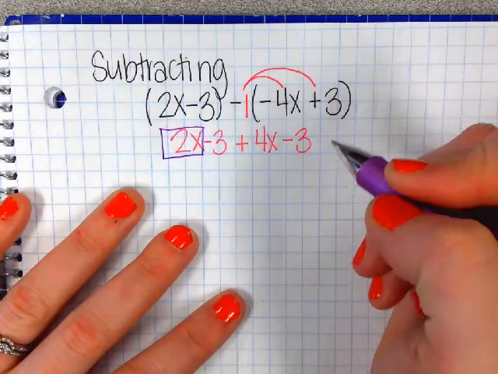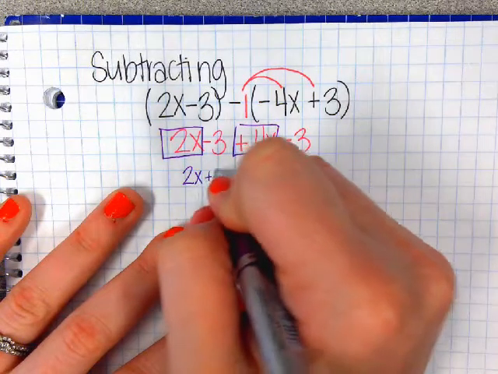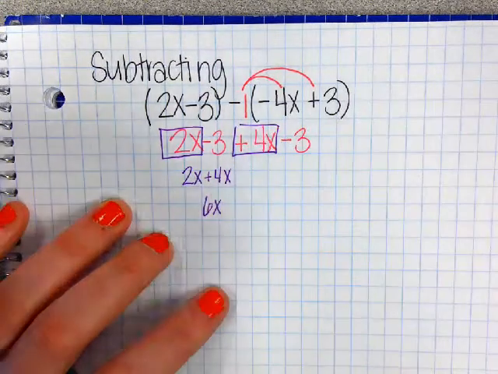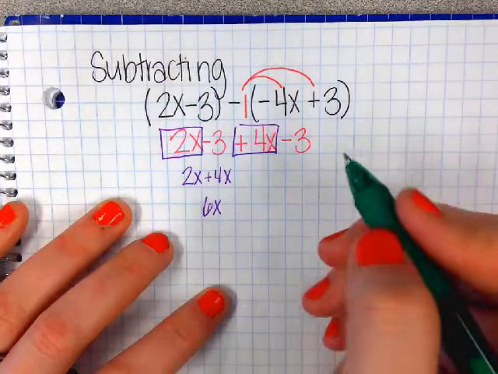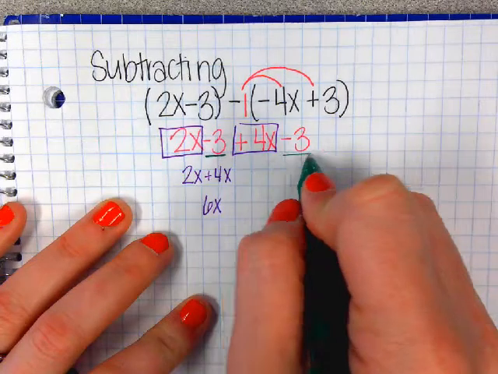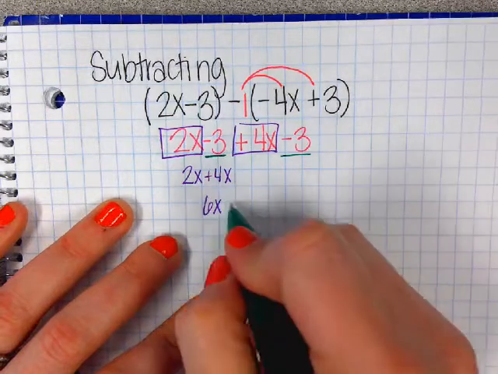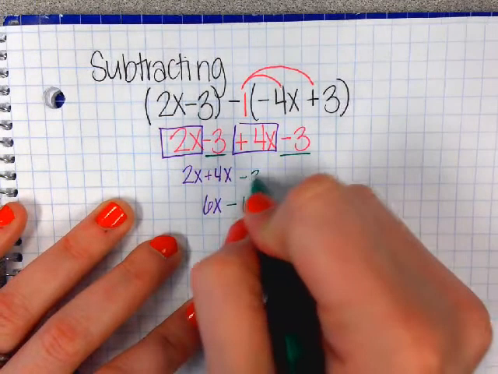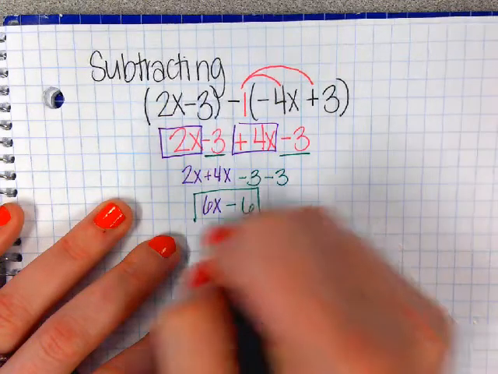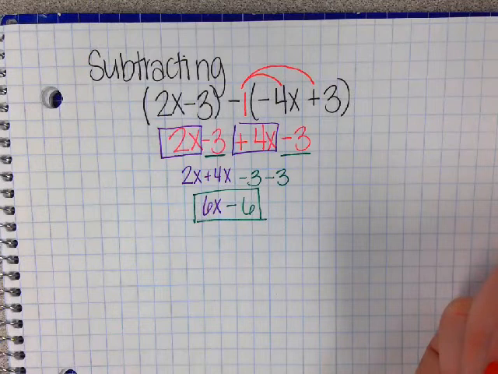Now you can do it just like you did the last ones. You can do 2x. What combines with the 2x? 4x. So it'd be 2x plus 4x. What's 2x plus 4x? 6x. And then what combines with a negative 3? Negative 3. So what's negative 3 minus 3? Negative 6. Negative 3 minus 3 is negative 6, or minus 6.